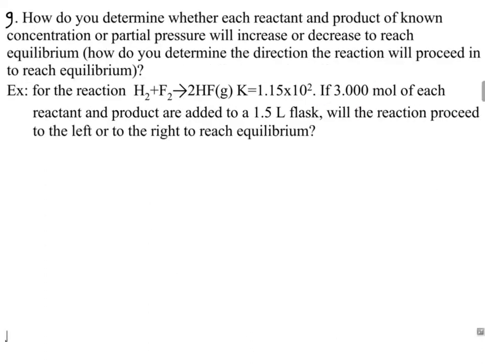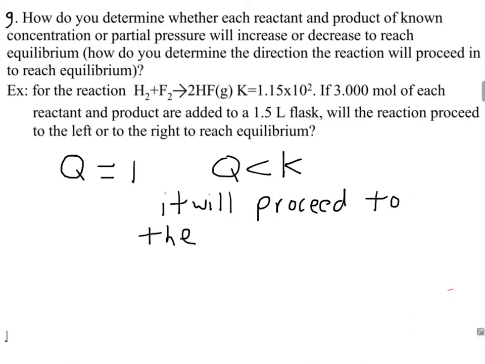So that means that some of the reactants are going to collide more and become more products. So that's called a shift to the right, or the reaction will proceed to the right. That means it will go in the direction of the products. Reactants will get used up and turn into products.